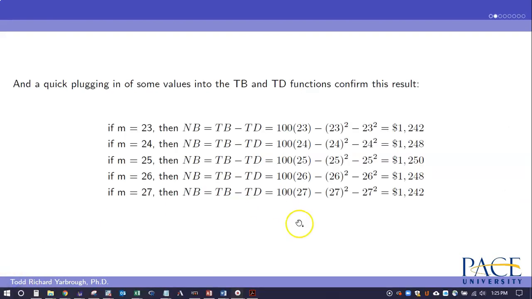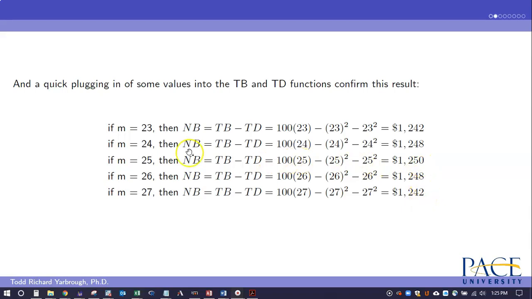We can see this if we compute net benefits, which is total benefits minus total damage, at these various pollution levels. You should see that as we approach 25 polluted river miles, that net benefit is increasing, and then once we cross into an amount of pollution greater than 25 units, and again, units here are river miles, we can see that the net benefit starts to decline.